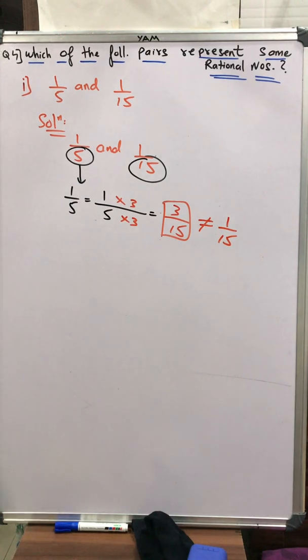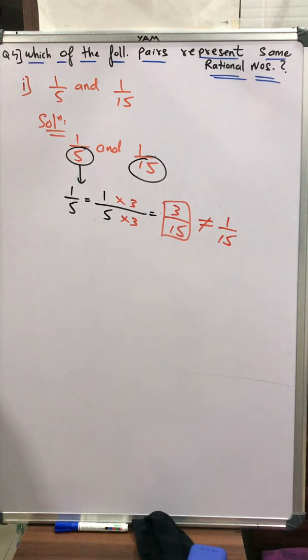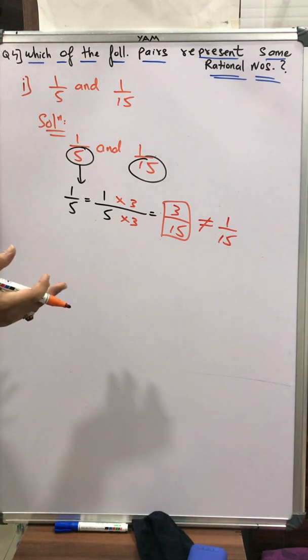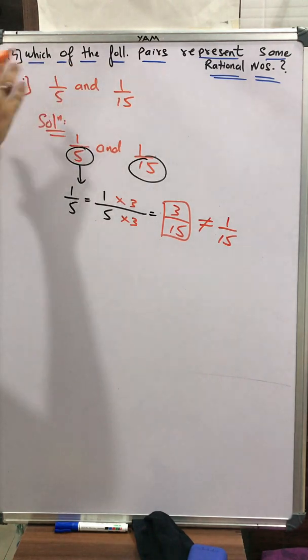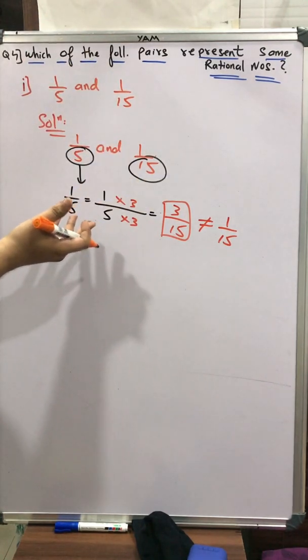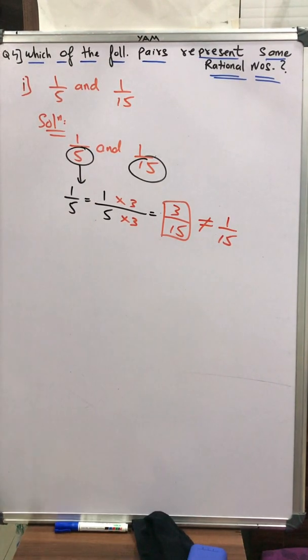So what I will say, students, I will write the original question, that both the rational numbers do not represent the same rational number. Okay, you have to write the statement as we wrote in the previous questions. Please start writing, students.